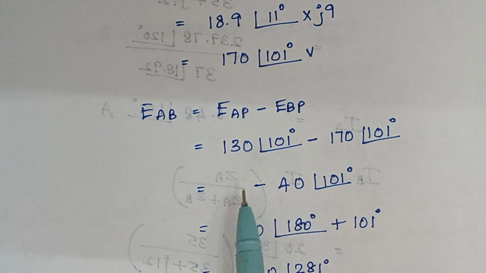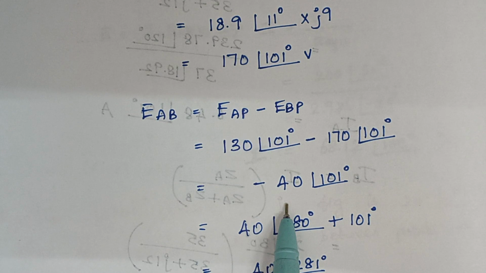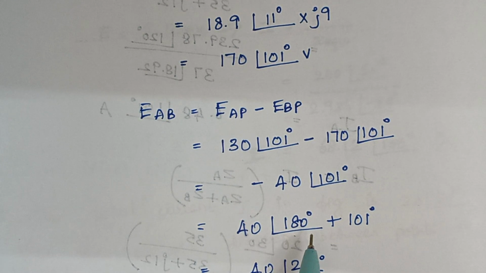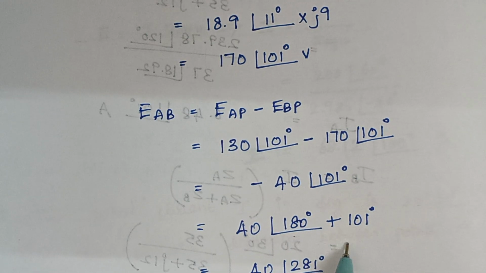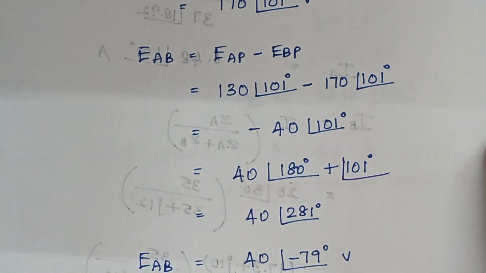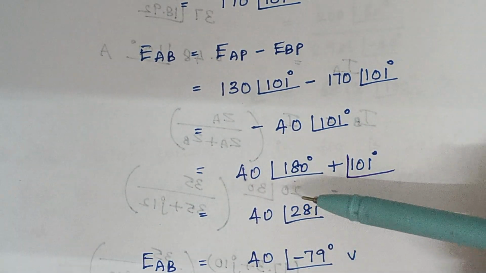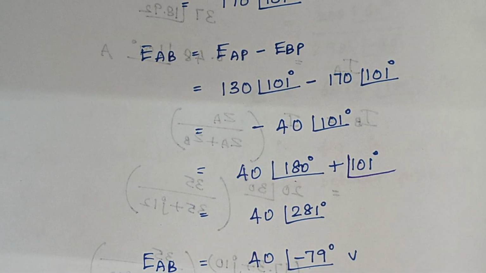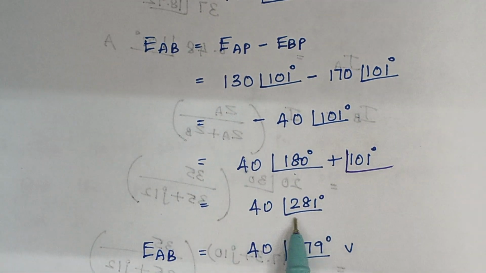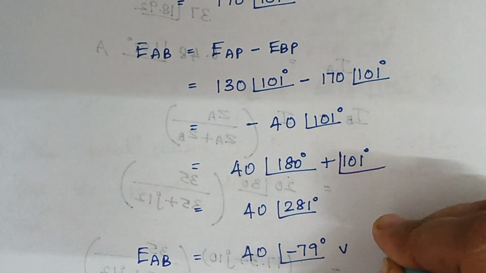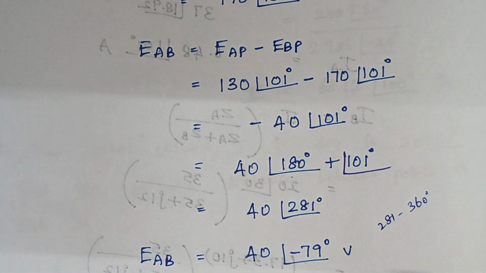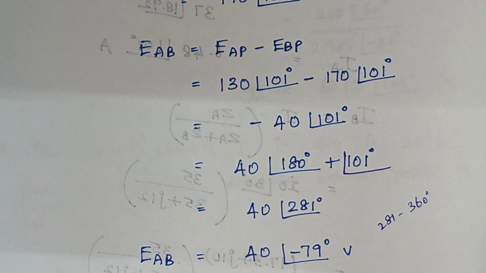Right. So minus 40 can be written as 40 with an angle of 180 degrees, plus this angle as 101 degrees. So now when you add, the final answer is 40 with an angle of 281 degrees. And again, since we are having 281 degrees, we are going to subtract this, that is 281 minus 360 degrees. That gives the answer as minus 79 degrees.